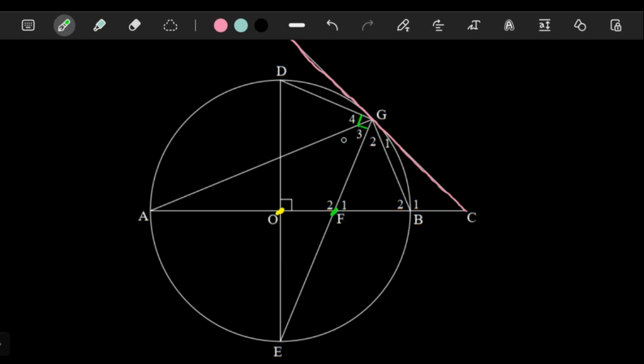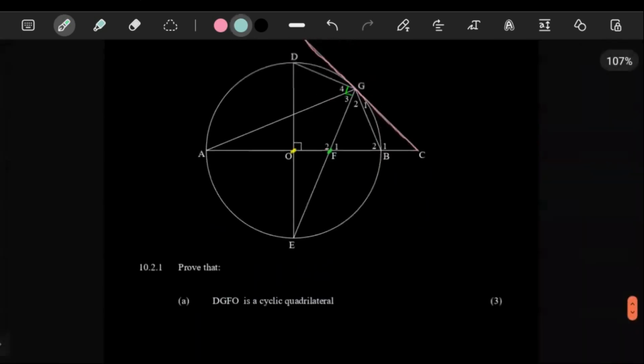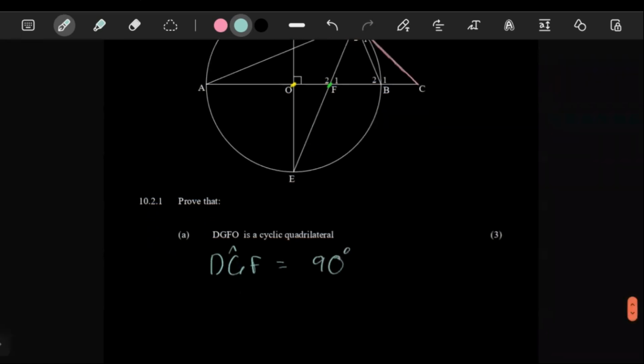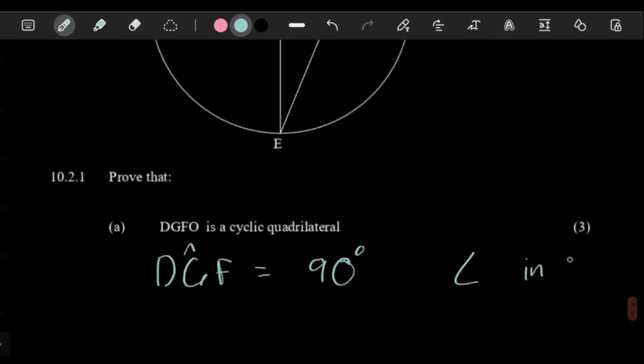It just so happens that these are equal to each other, and they're both equal to 90. So if they're both equal to 90, fine. 90 plus 90 gives you 180. So they can still help us prove the theorem. So let's do it. We're going to state that DGE is equal to 90. The reason for saying that DGE is equal to 90 is angle in semicircle.